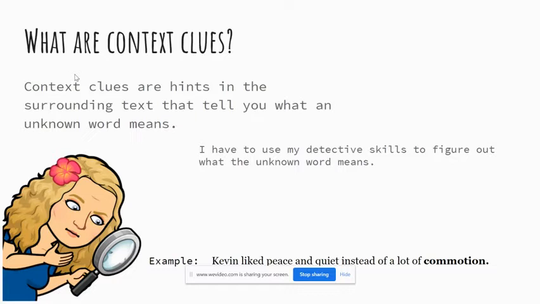Okay, so in this example, Kevin liked peace and quiet instead of a lot of commotion. So "instead of" implies that it's the opposite of what he likes. He likes peace and quiet. He doesn't like commotion. So if we think about that, we can come up with the meaning, which is loud, noisy. So instead of peace and quiet, he does not like loud, noisy places. That's what commotion means. Okay.